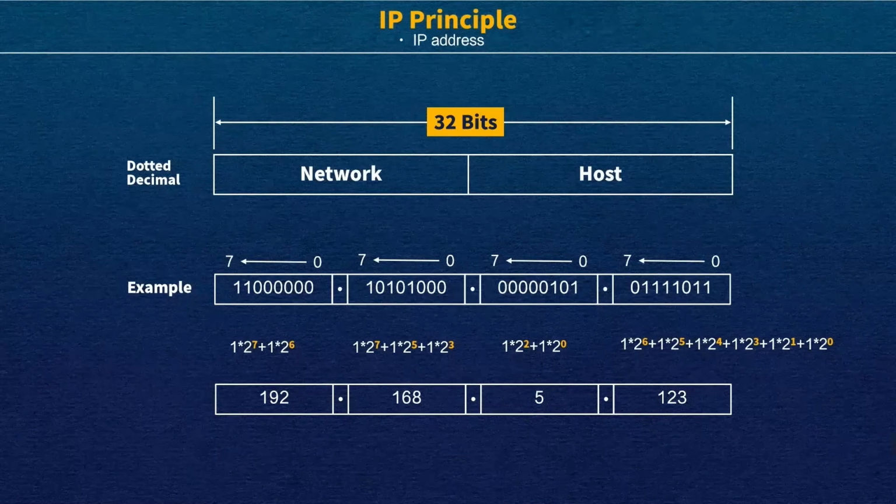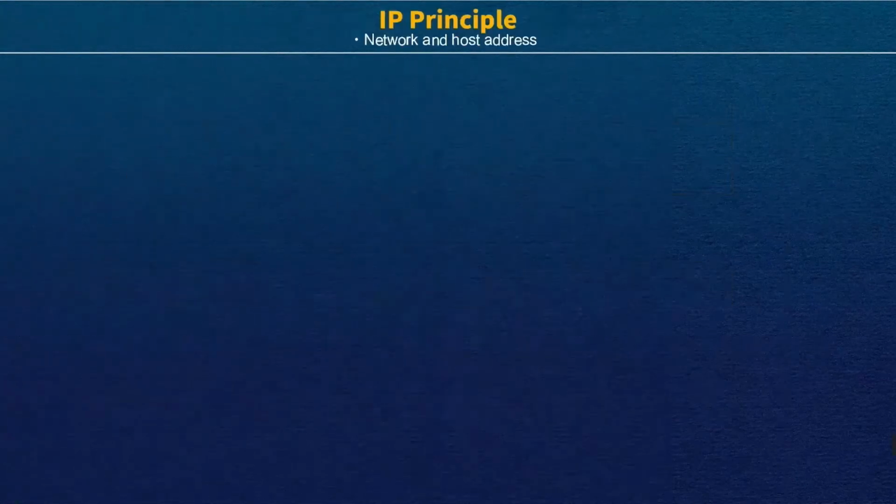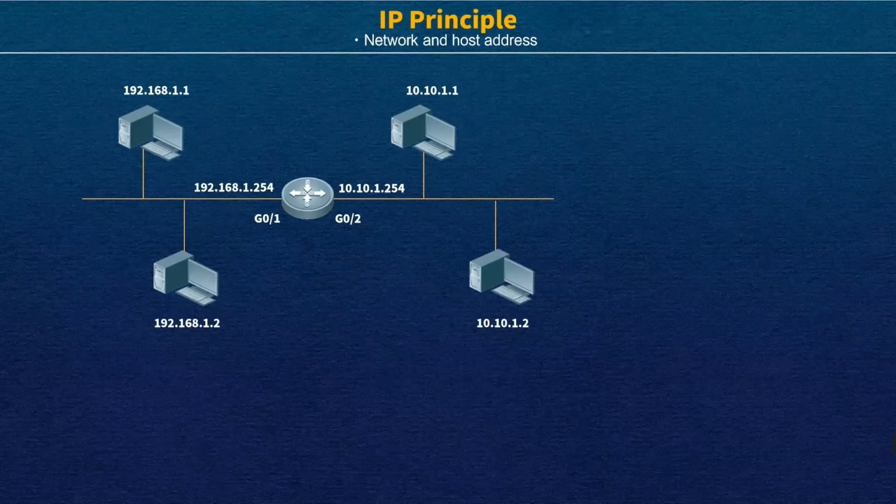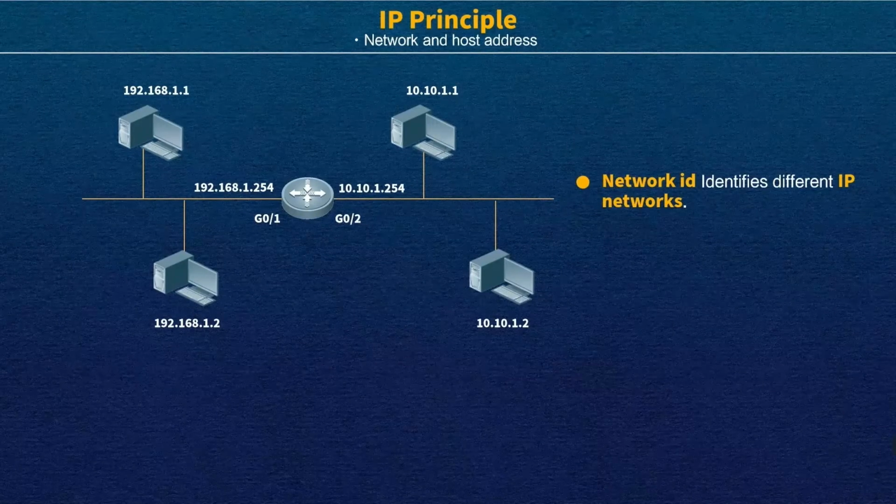And usually when we do the configuration of an IP address, we will use the last example, like 192.168.5.123. So this is an example. And in this scenario, we will find an IP address can be divided into two parts. One is the network and another is the host. So what's the function of the network ID and the host ID? Let's see.